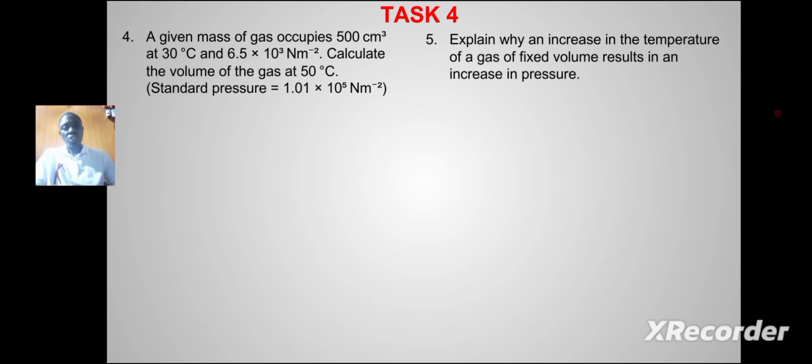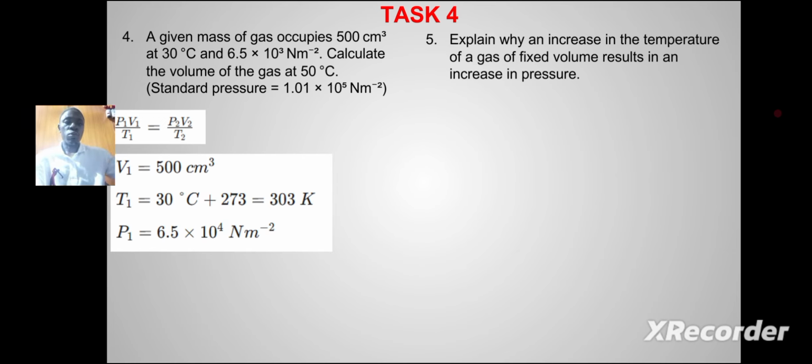So it means that we are using the general gas equation. As usual, P₁V₁ over T1 is equal to P₂V₂ over T2. What is V1? The first volume is 500. T1 is 30 degrees Celsius. We need to convert it to Kelvin by adding 273 to it. When you do, you get 303 Kelvin. And then the first pressure, P1, is 6.5 times 10 to the power 4 Newton per meter square.